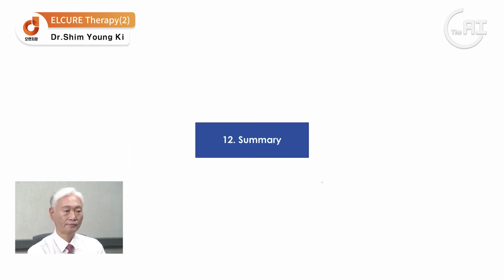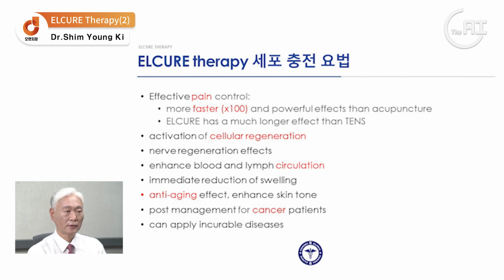Number 12, summary. ELCURE therapy is very, very effective in pain control, with a faster and more powerful effect than traditional Chinese medicine, acupuncture, or similar. And ELCURE has a much longer effect than TENS. We can get activation of cellular regeneration and nerve regeneration, enhanced blood and lymph circulation, immediate reduction of swelling, and with long-time use, an anti-aging effect, enhanced skin tone, and post-management of cancer patients. It can be applied to incurable and various diseases.